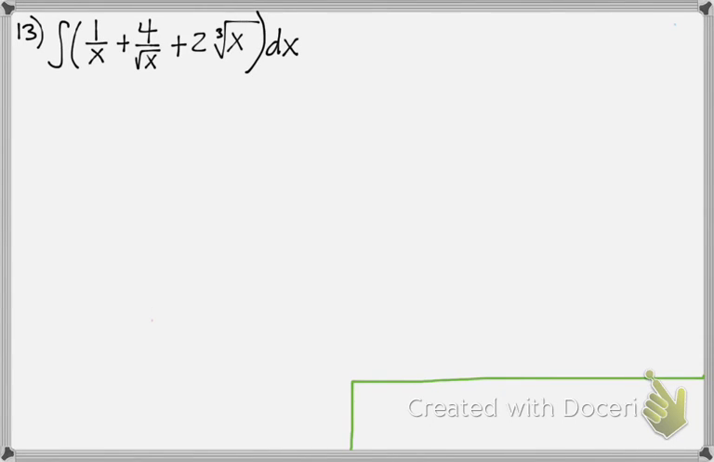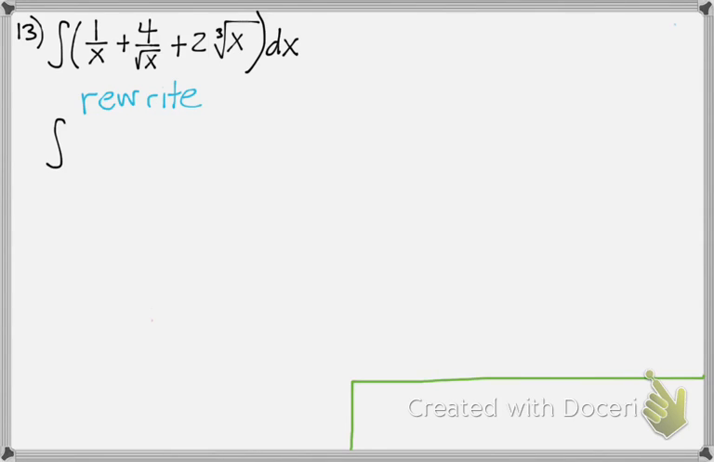Number 13, we have a lot going on here. So a lot of our rules are being used. I'm actually going to rewrite this first. So I think we can make it easier by rewriting it.